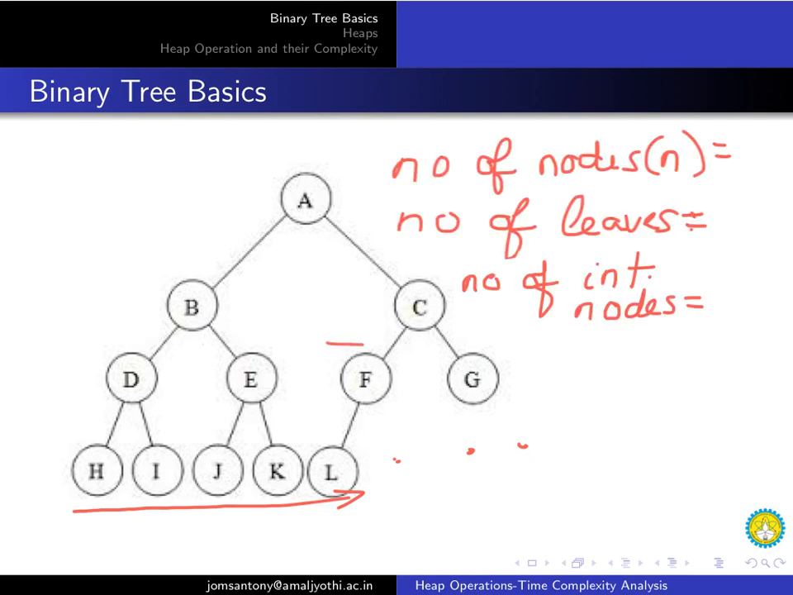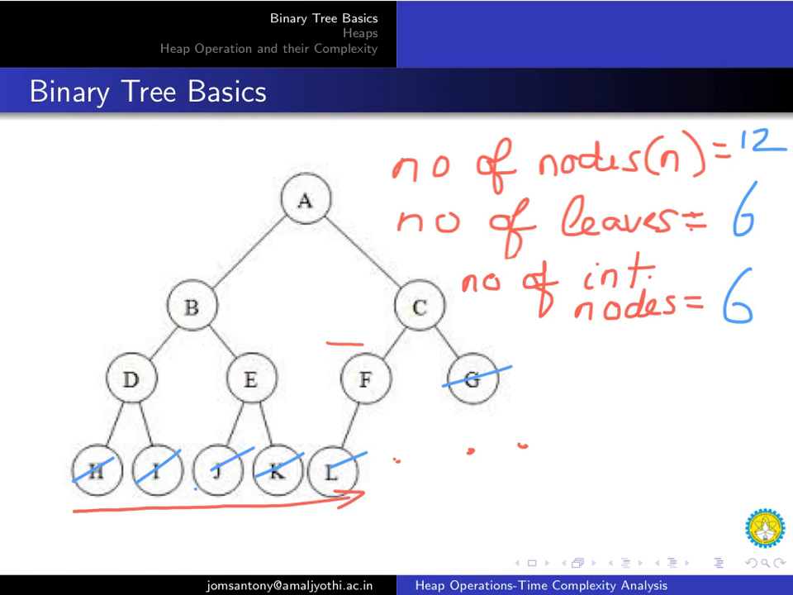Now in this binary tree, if you count the total number of nodes, it is 12. And if you are counting the number of leaves, as you can see here, 1, 2, 3, 4, 5 and 6. So the total number of leaves is 6, and the total number of internal nodes is also 6. We can see that if there are n number of nodes, the number of leaves is n by 2, and the number of internal nodes is also n by 2 in this example.